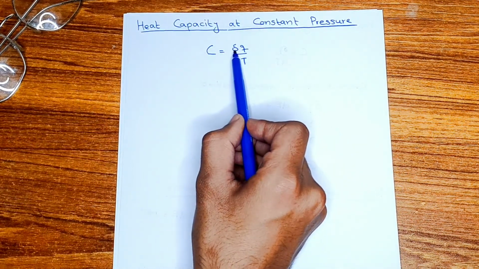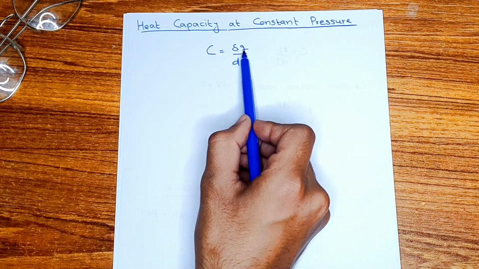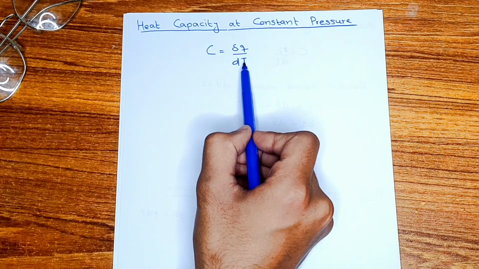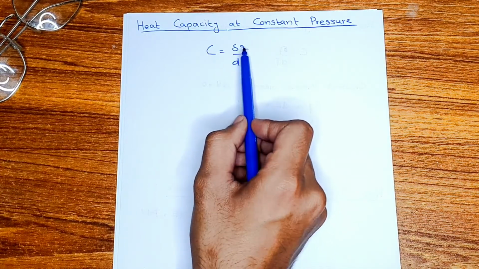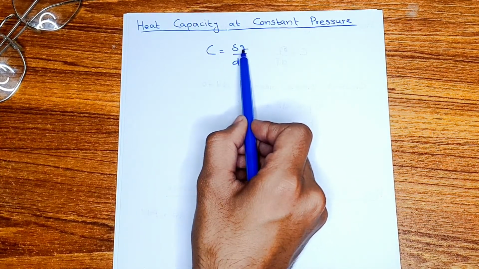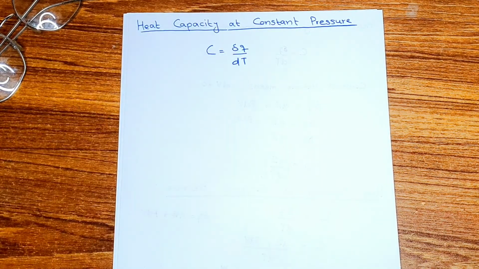This here is the inexact differential because, as you know, Q is a path function whereas T is a state function. Since T is a state function, its differential is an exact differential, that is d, whereas Q is the path function and its differential is delta, and that is the inexact differential.